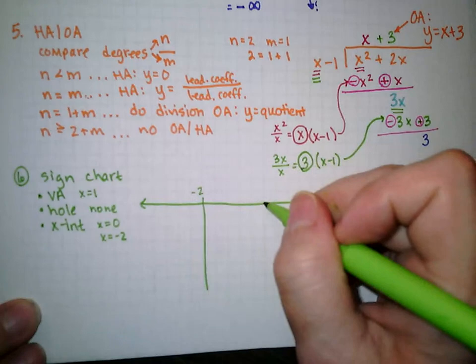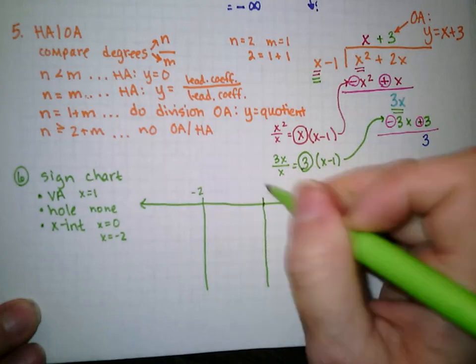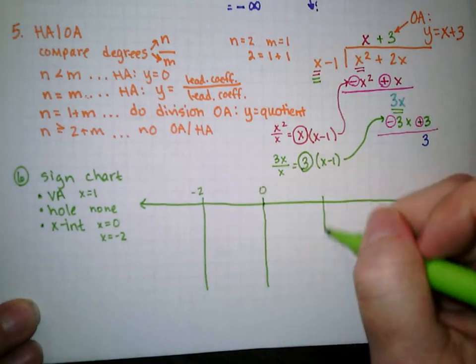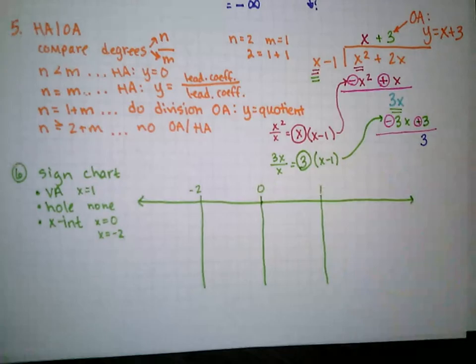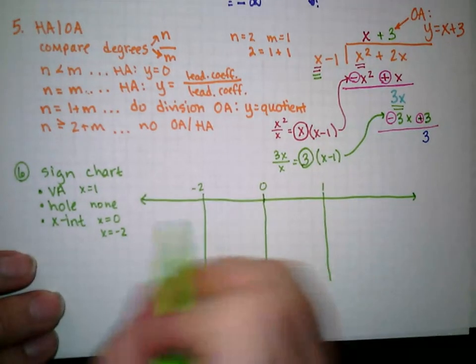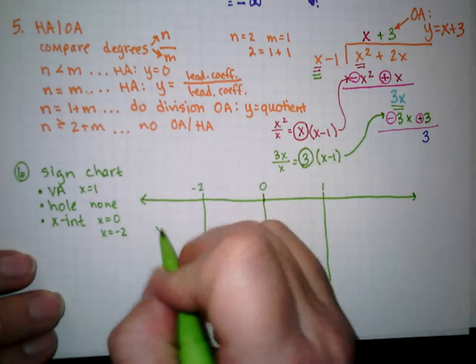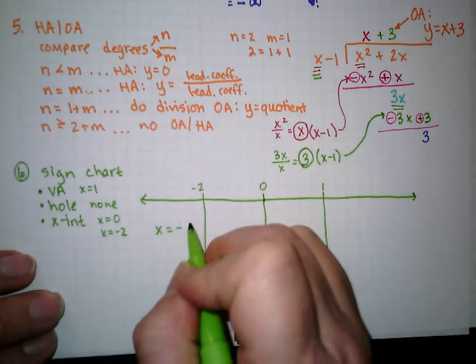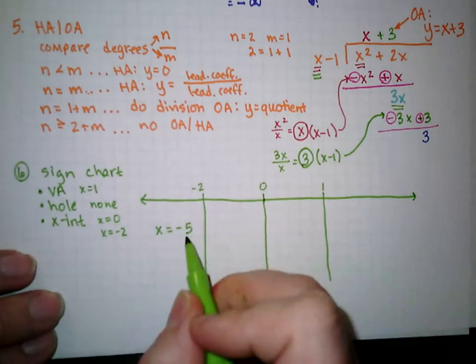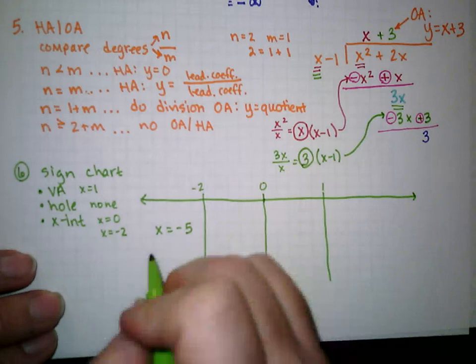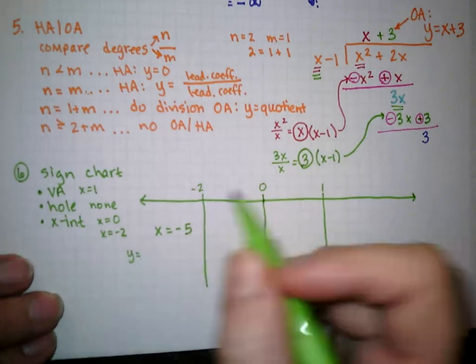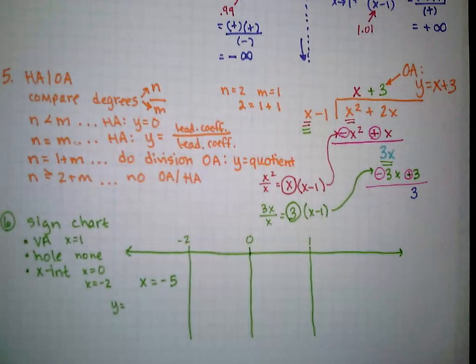-2, 0, 1. I could have spaced that better. That's fine. Then we pick a number in each section. So maybe x equals -5. So if I put -5 into my function, I kind of prefer the factored form, but it doesn't matter. You can use either.